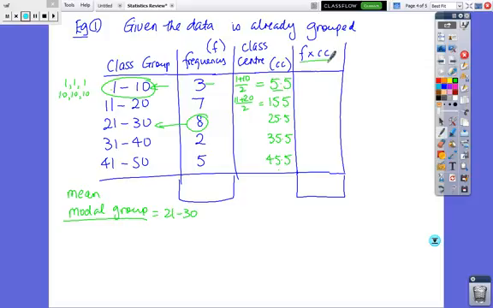So then the next column is the frequency times class center. Like previously, when we had the FX column, now we have the FCC column.